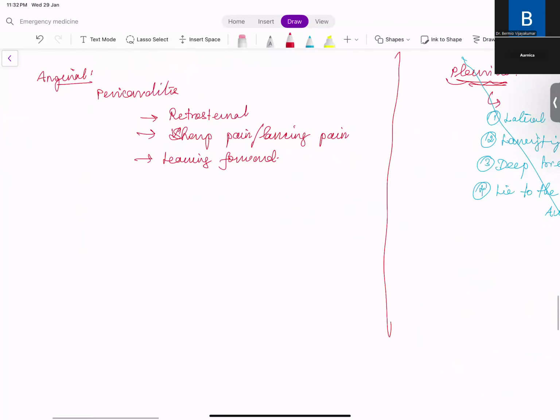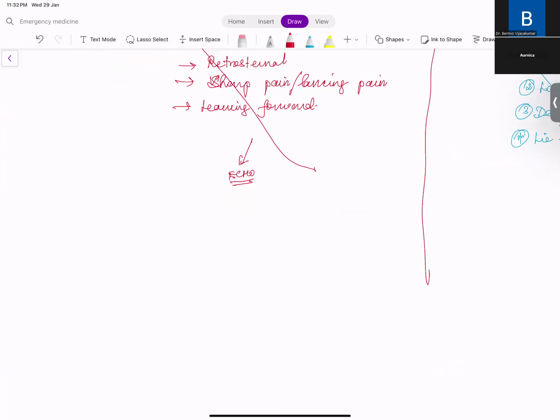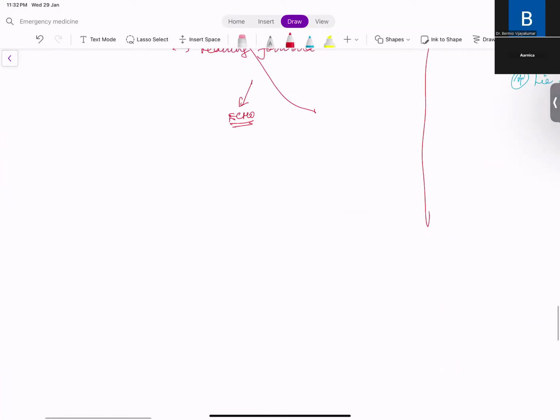Similarly, pericarditis. Pericarditis means the pericardium is involved. These cases may need an echo. With echo, we have to find out whether fluid is there or not. If fluid is there, then the evaluation will go in a different direction. Pericarditis usually won't be that life-threatening. Pericarditis also will have ECG changes. There will be ST elevation in all the leads except aVR. I told you initially, aVR will always be opposite to the other leads.